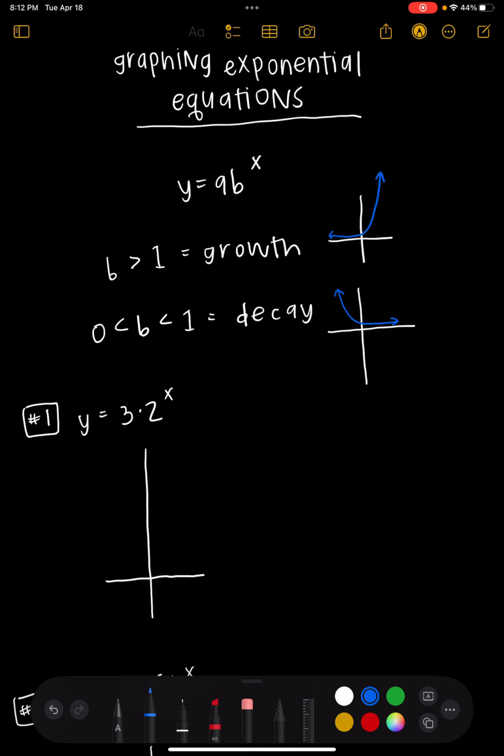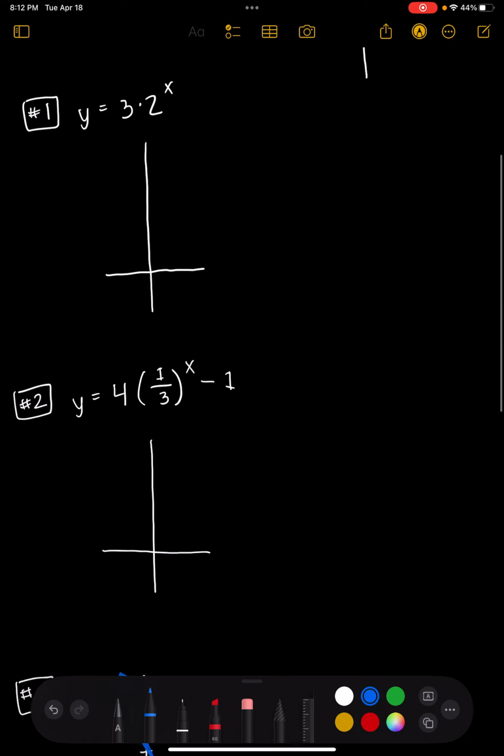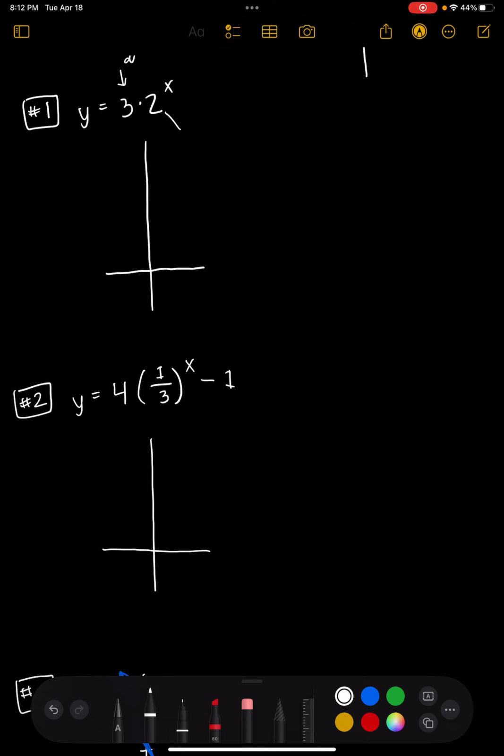Now what we're going to do on these examples is first graph some, and then determine what the equation is from graphs. So let's start with the first example. The first example is y is equal to 3 times 2 to the power of x. So like I said, this 3 is like your a, and then the 2 is like your b.